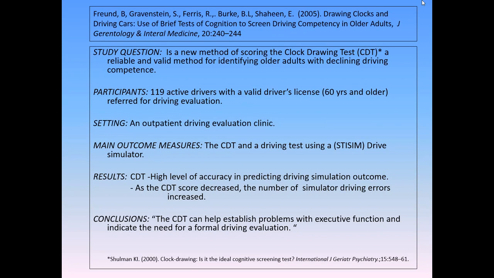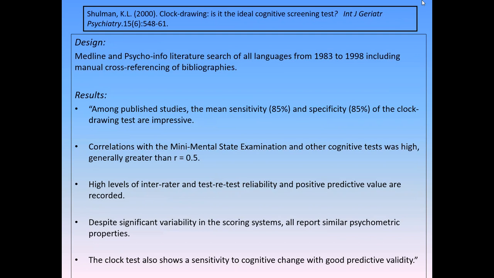And they looked at 119 active drivers, 60 and older, who were referred to an outpatient driving evaluation clinic. They used the clock drawing and the STISM drive simulator test. And they found that the clock drawing had a high level of accuracy in predicting driving simulation outcomes. And as the clock drawing score decreased, the number of simulated driving errors increased. So they conclude the clock drawing can help establish problems with executive functions and indeed the need for formal driving evaluation.